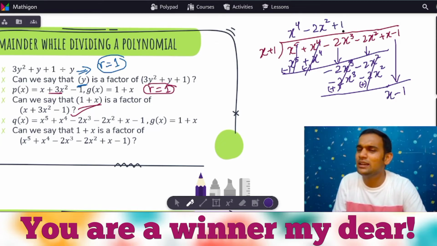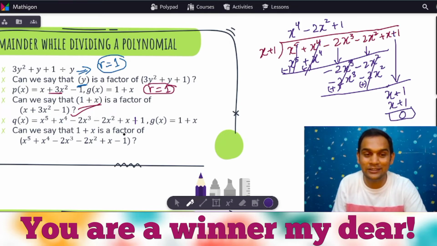Okay, I will make a little change over here. Instead of minus 1, let's make it plus 1. I'm doing this with a purpose. So x plus 1 multiplied by plus 1, you get plus 1, and then you get a 0. The remainder came out to be 0 over here.